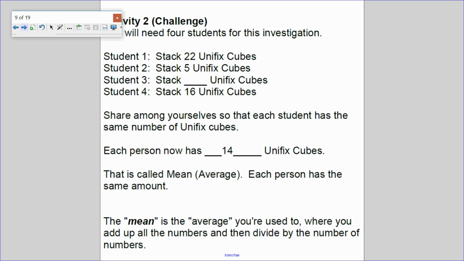Here's a challenge. Student 1 has 22 Unifix cubes. Student 2 has 5 Unifix cubes. Student 3, we don't know. Student 4 has 16 Unifix cubes. They share among themselves so that each person has the same number. So each person has 14 Unifix cubes. That is called the mean. So if each one has 14, I need to give up 2 here. So I give up 2. I'll put 1 right here, 1 in here. This person needs to give up 22 minus 14, 8. So he gives up 8. So 1, 2, 3, 4, 5, 6, 7, 8.